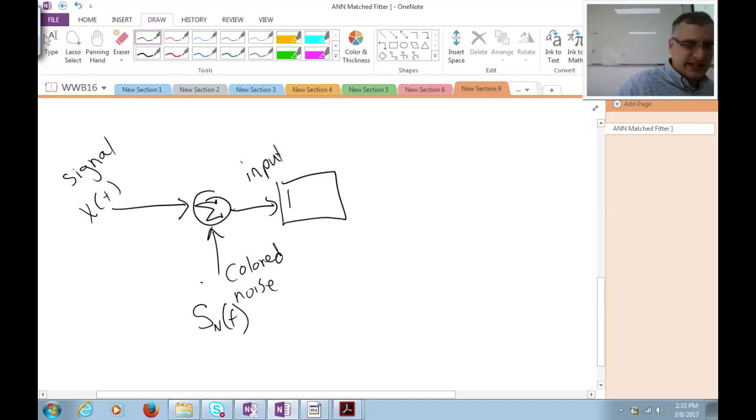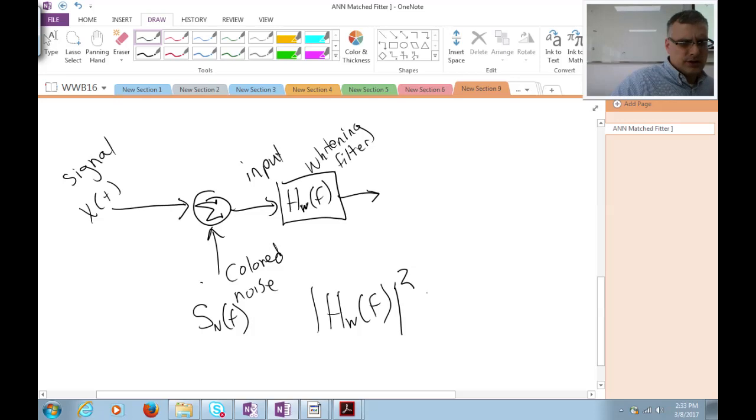is run it through a whitening filter, H sub W. The magnitude of the whitening filter squared is the inverse of the power spectral density, 1 over noise power spectral density as a function of F. It turns out there are an infinite number of filters that satisfy this equation, right, because only the magnitude squared has to undo the frequency selectivity of the noise.